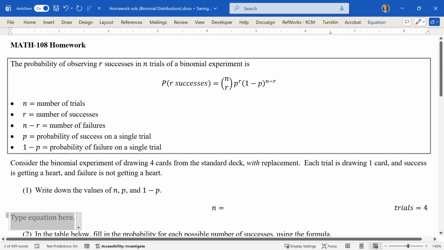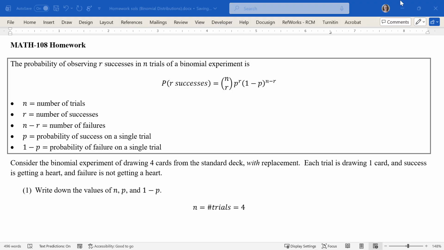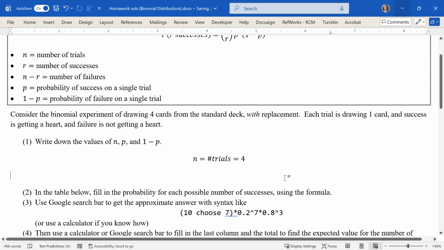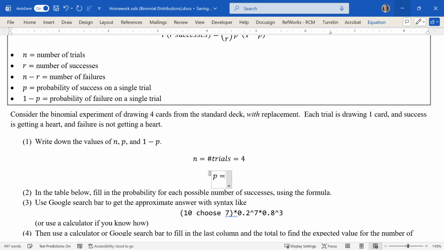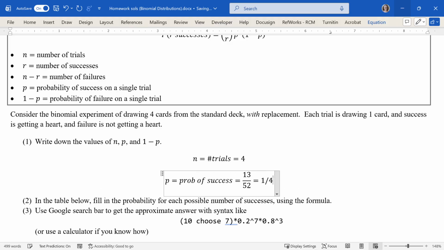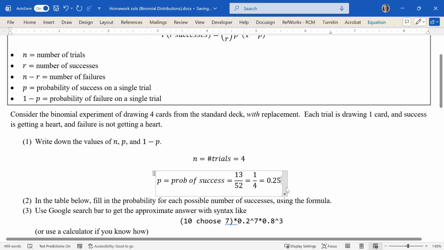And then next, P, the probability of success on a single trial, is going to be the probability of drawing a heart from the standard deck of cards. So this is 13 out of 52, or 1/4. Or you could write it as 0.25 if you want. Either of those ways is fine.